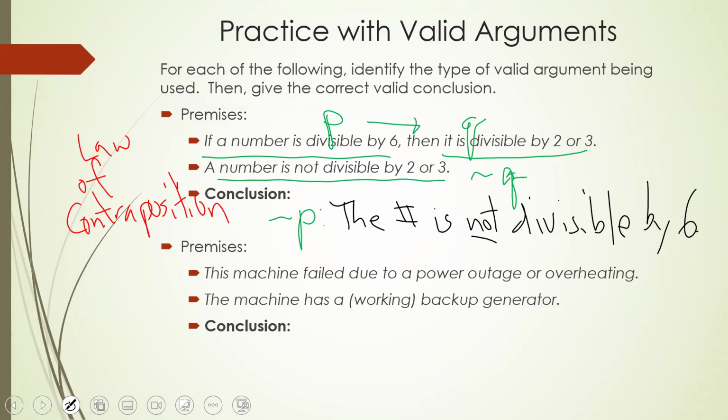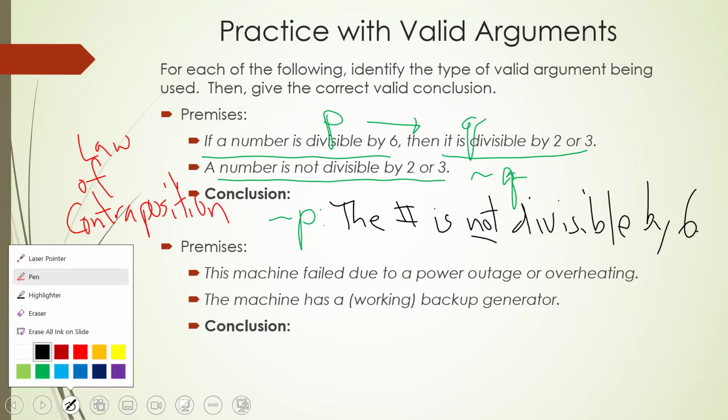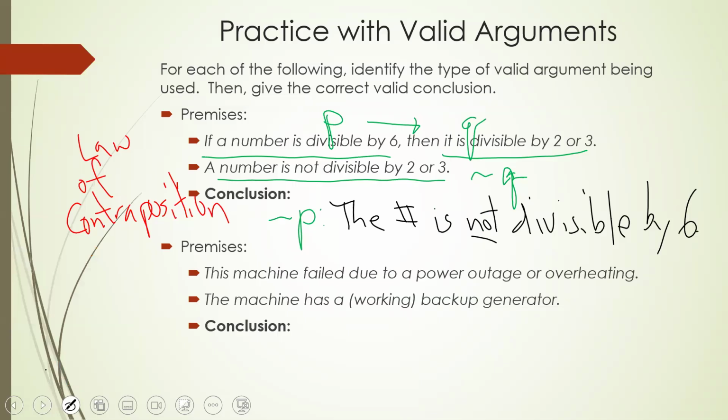Again, we look at our premises. The machine failed due to a power outage or to overheating. So I see that this is an or statement here. Our P being that it failed due to a power outage, our Q being that it failed due to overheating. And then we're told that the machine has a working backup generator. Now this one I'm trying to be a little tricky with, because that does not match the exact wording of P or Q.